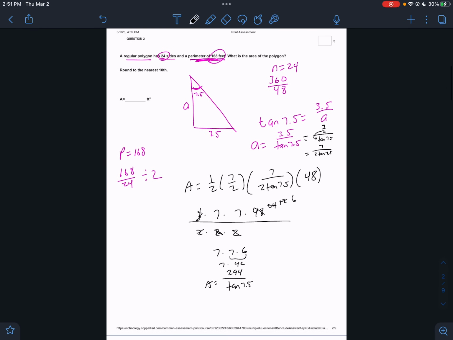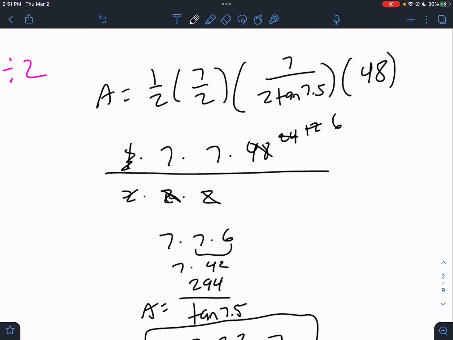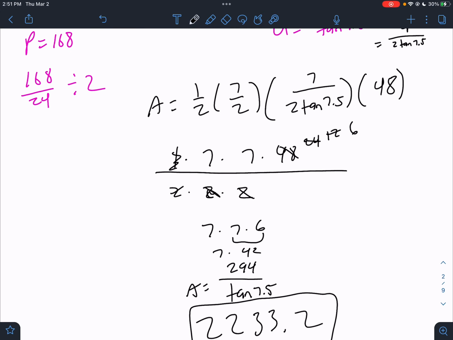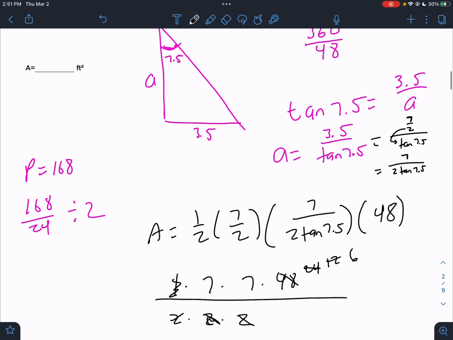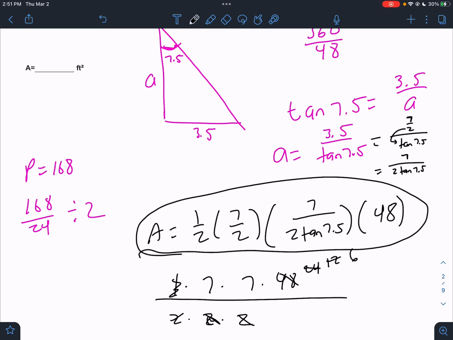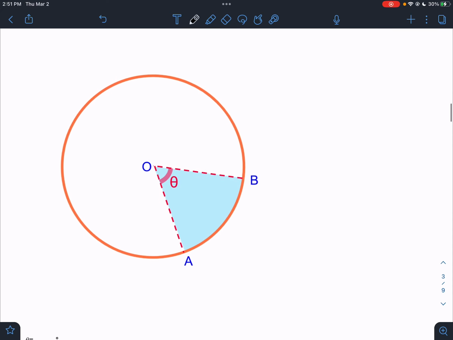Now, it says round to the nearest tenth, so I'm going to type that in. 294 over the tangent of 7.5. And I get 2233.2. Now, I did some crazy mental, or I was writing it out, but I was reducing and doing some funky stuff. If you just couldn't follow that, you could have just typed this into the calculator for right now. But honestly, you need to be practicing understanding what I'm talking about there. You really do. But our final answer would be 2233.2.